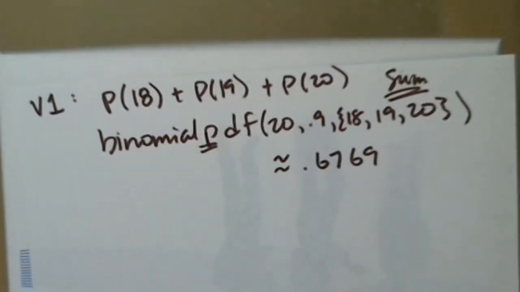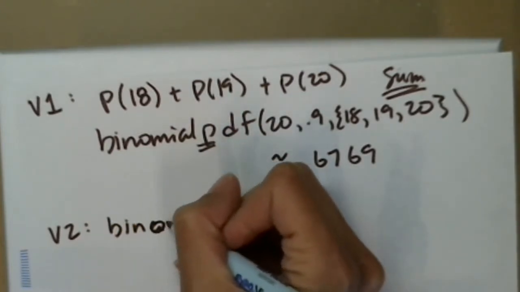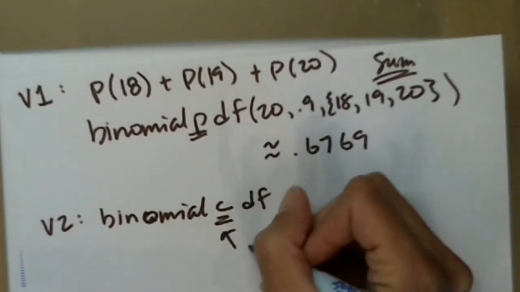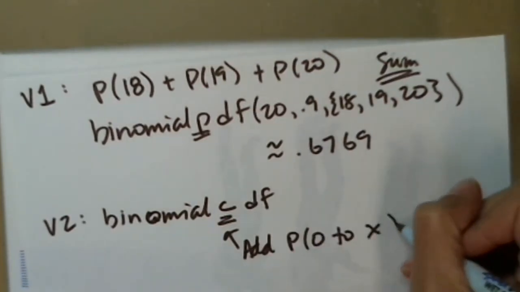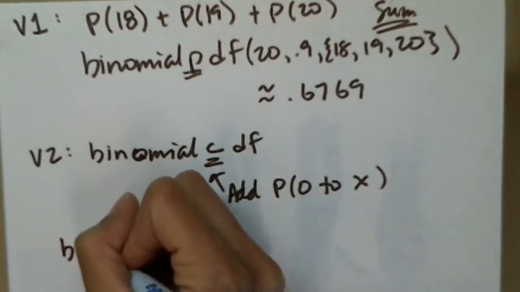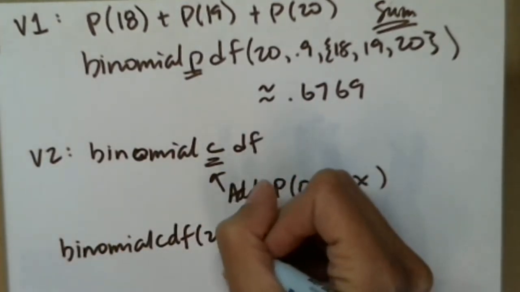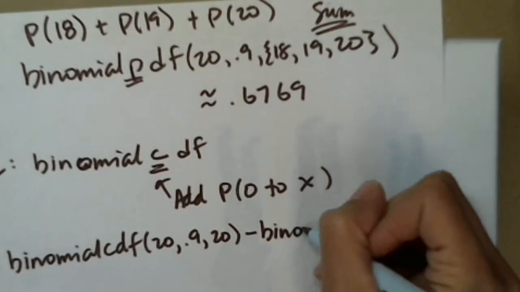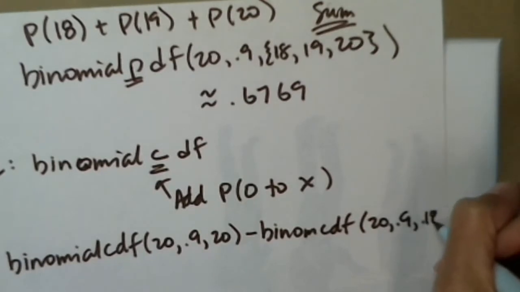So here comes version 2. With version 2, I'm going to use the binomial CDF. Binomial C for cumulative DF. And this one adds the probabilities for 0 to x, whatever you're using. So if I use the binomial CDF, I do binomial CDF 20, 0.9, 20, minus binomial CDF 20, 0.9, 18.